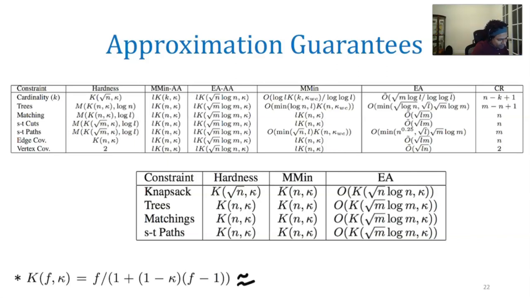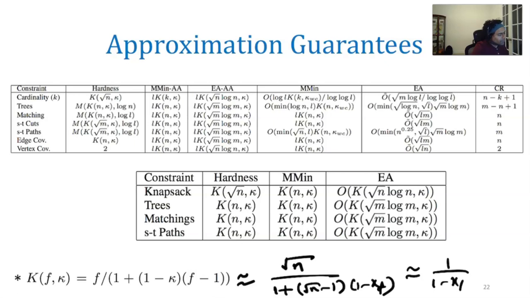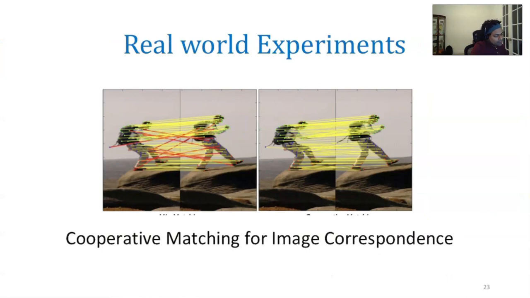For example, if the bound is square root n, which is a standard bound that often comes up as an approximation guarantee, then the curvature-based bound is square root n over 1 plus (square root n minus 1) times (1 minus kappa_f), which is actually 1 over (1 minus kappa_f) if kappa_f is bounded. What that means is that if we have bounded curvature, we can get bounded approximation results which are not polynomial anymore. This is one of the other contributions of this work.